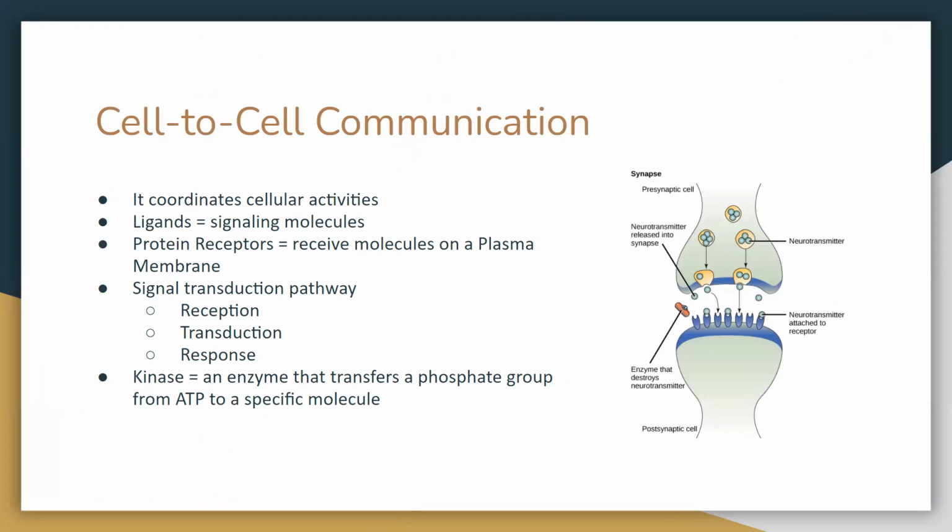So a brief overview of cell-to-cell communication. Basically, it coordinates cellular activities through the signal transduction pathway. Signaling molecules, also known as ligands, bind to the protein receptors, which are usually on the surface of the plasma membrane, and that's known as reception. Then transduction is how the cell responds to ligand binding, usually through protein phosphorylation catalyzed by kinases, enzymes that transfer a phosphate group from ATP to another molecule. This also usually causes a cascade of events. And what happens at the end of this cascade is the response.